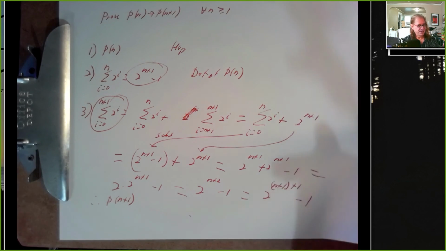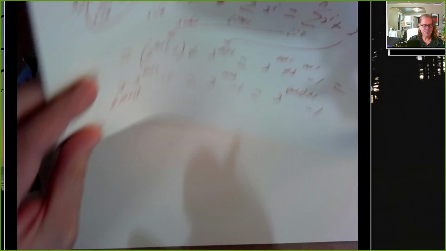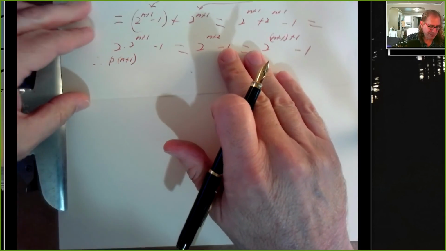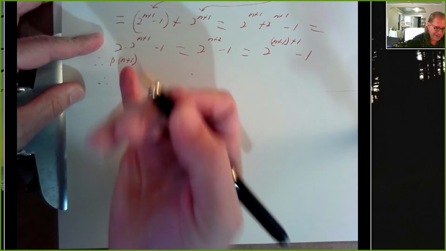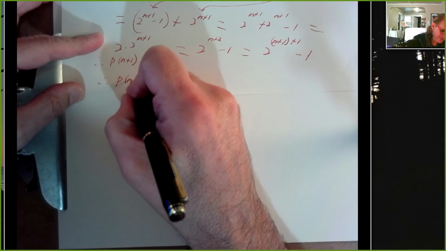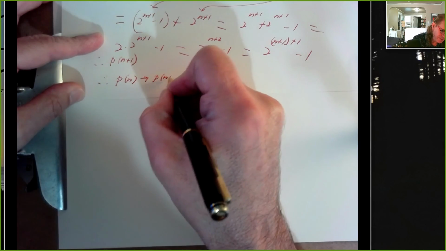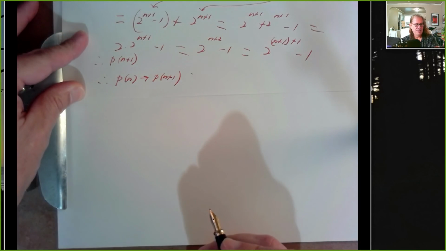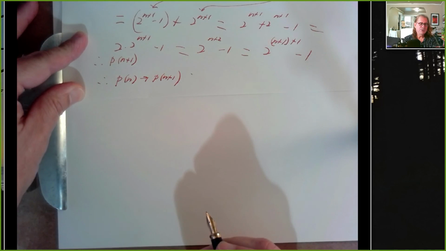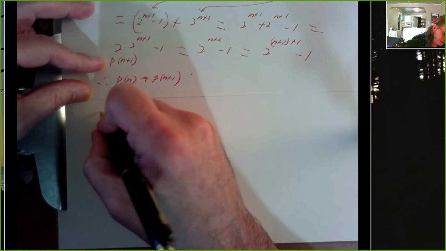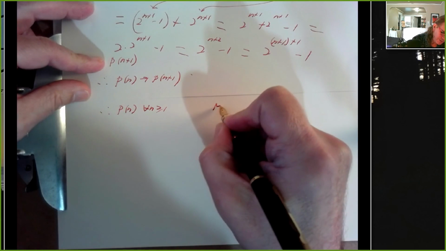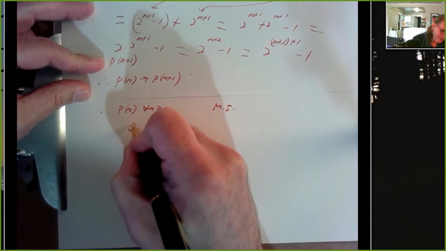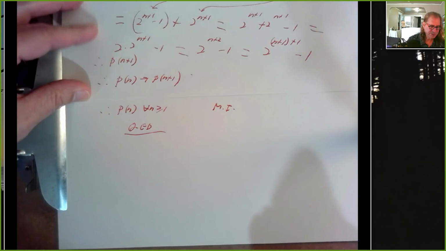And you're not done yet. You've done the clever, intuitive part, but you still need to bundle it up. So we know P of n plus 1 is true. And we got that by starting with P of n. Therefore, P of n implies P of n plus 1. And we did a base case. We showed that P of 1 is true. And so therefore, P of n is true for all n bigger than or equal to 1. And the reason is mathematical induction, and that's what we were asked to show.